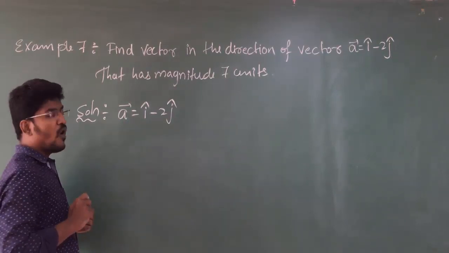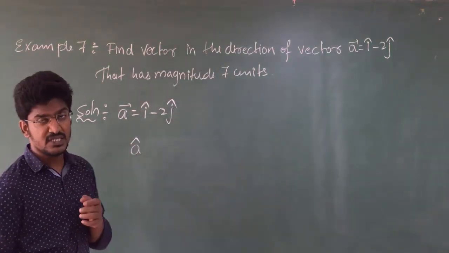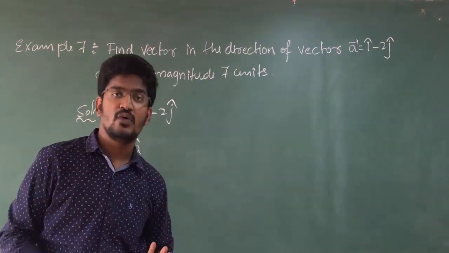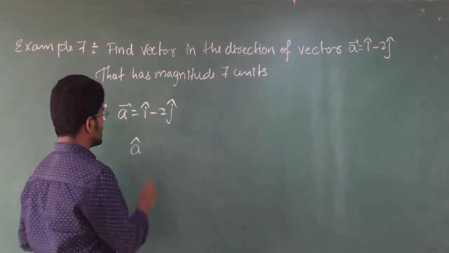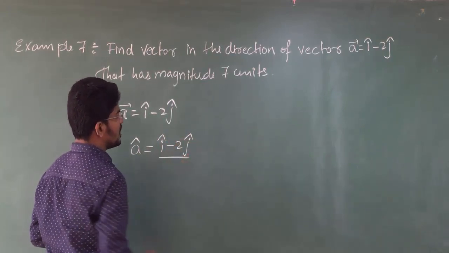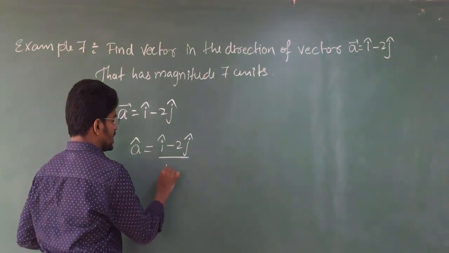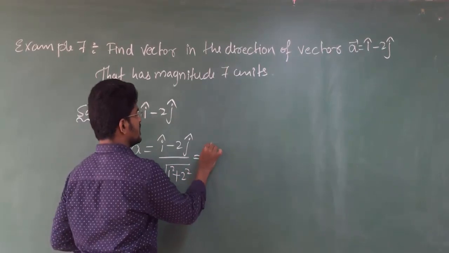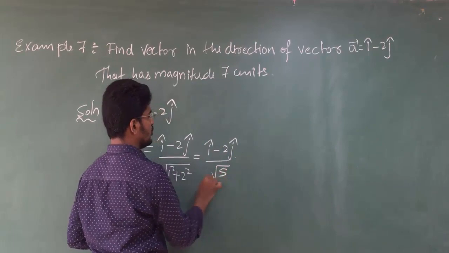Clear? So what I will do here, I will solve A cap. That means I will simplify the unit vector of vector A. Why? You will get it later. Clear? If I solve the unit vector A cap, it will be i cap minus 2j cap divided by magnitude of vector A. What is the magnitude of vector A? That is 1 square plus 2 square. So this will be i cap minus 2j cap divided by root 5.